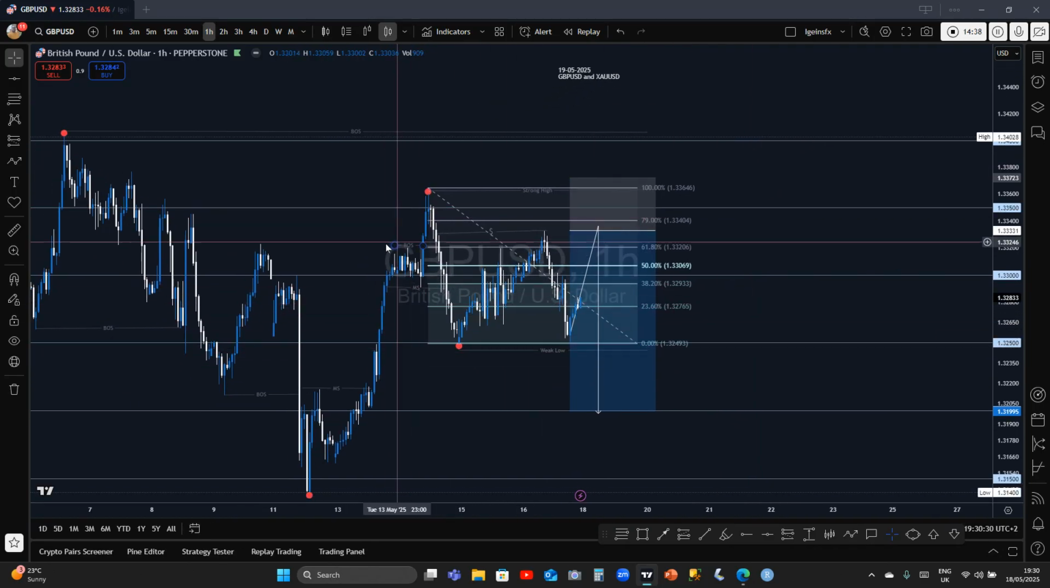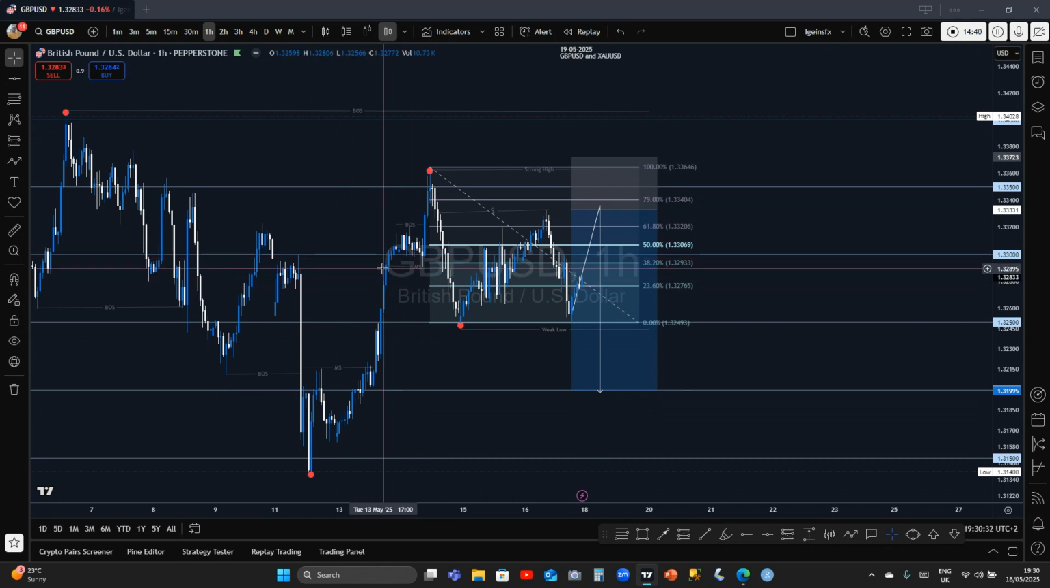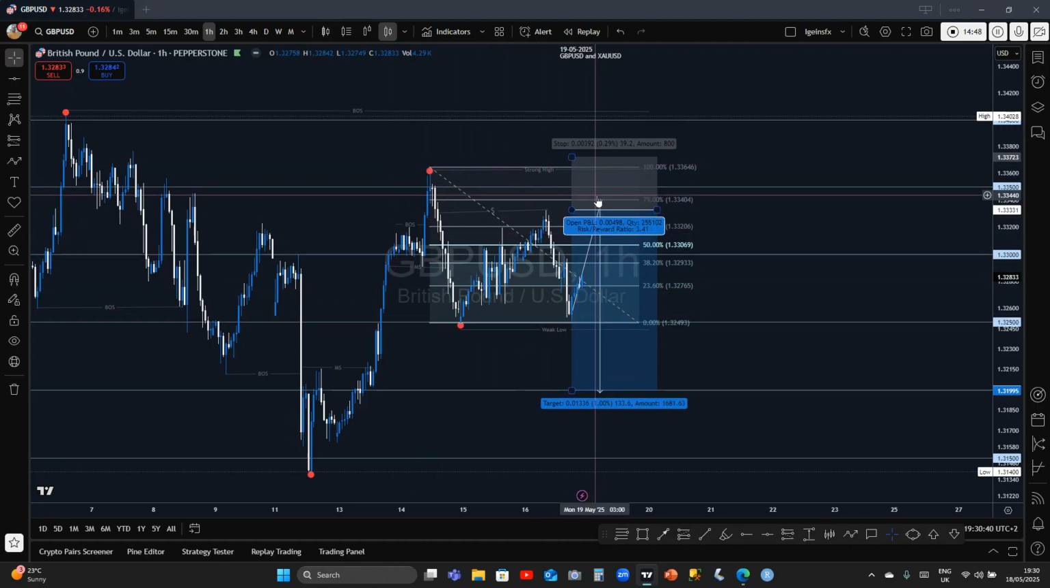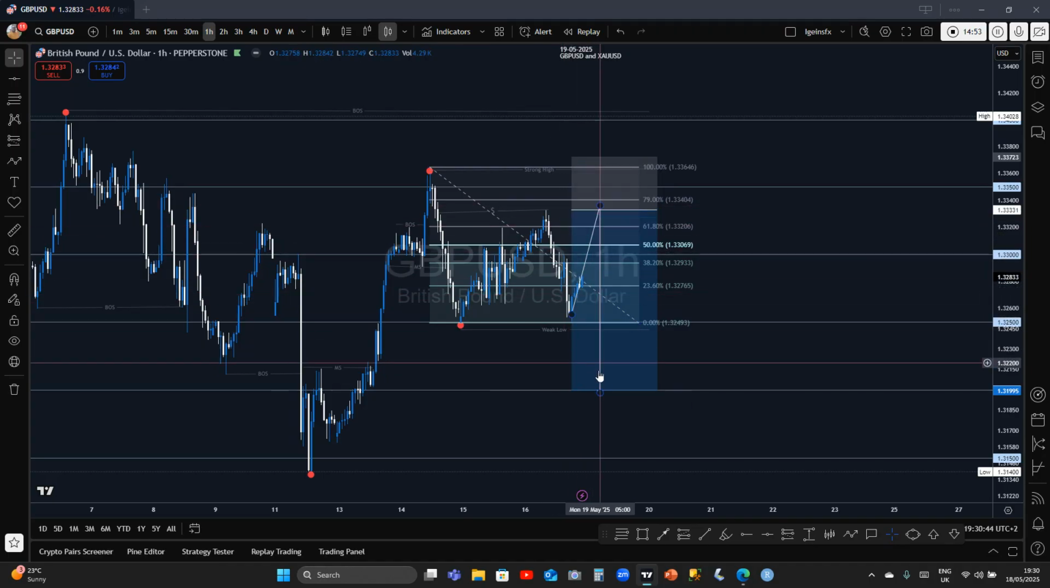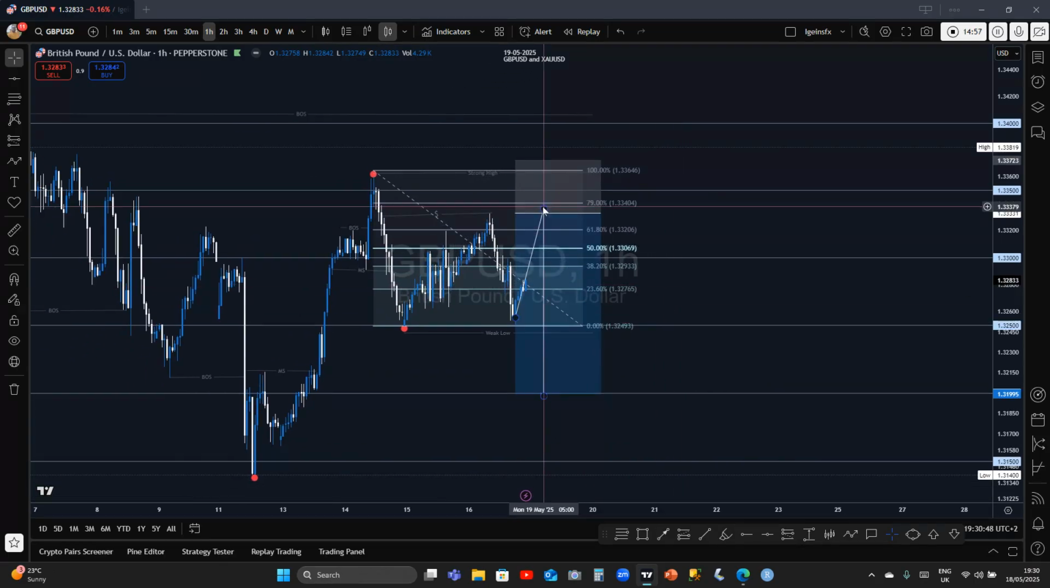But based on structure, we have the market shift. It has given us the market shift. Now we are expecting price action to create a lower high before it can sell. So that is that for GU.